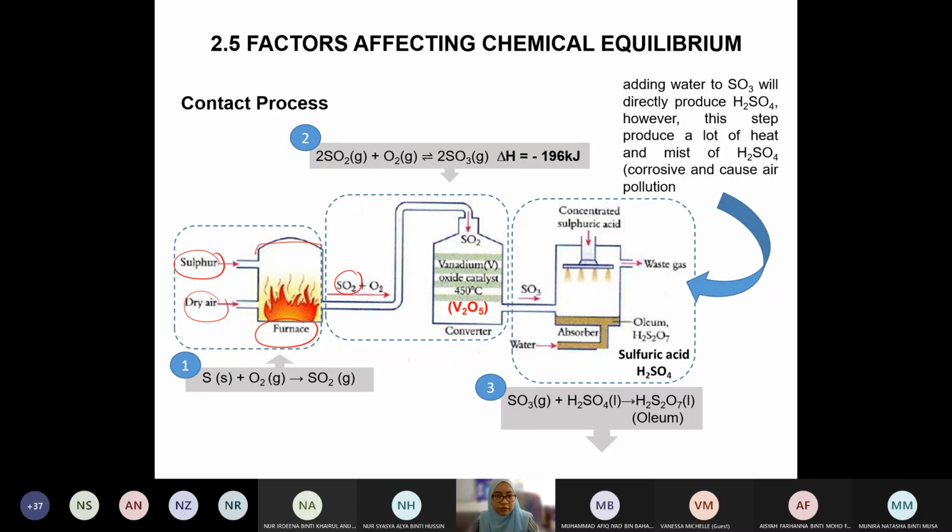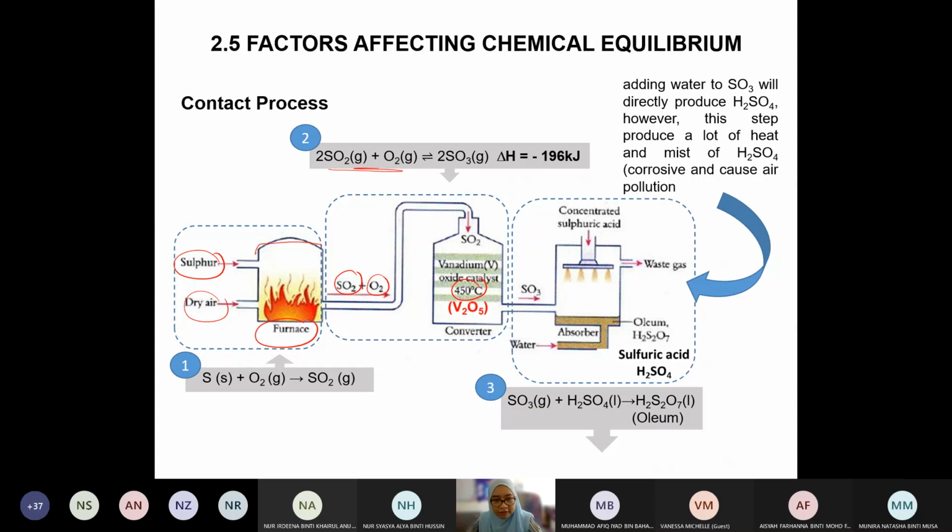So this SO2 will react with O2, this one, to produce SO3. So this SO2 goes into this chamber, and it will produce SO3. In this chamber, we have a catalyst. Industries definitely have to work with catalysts. As you can see, the temperature for this reaction is 450 degrees Celsius.